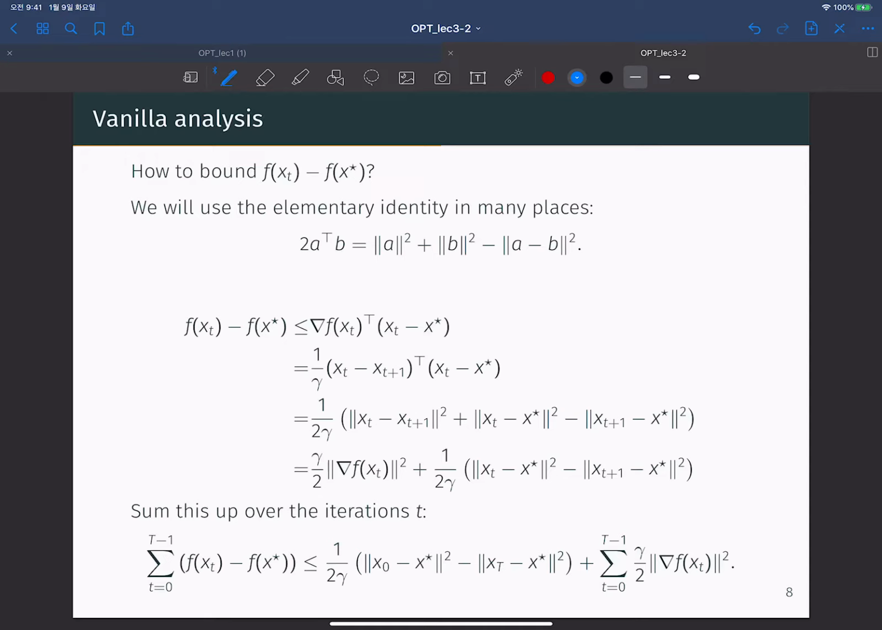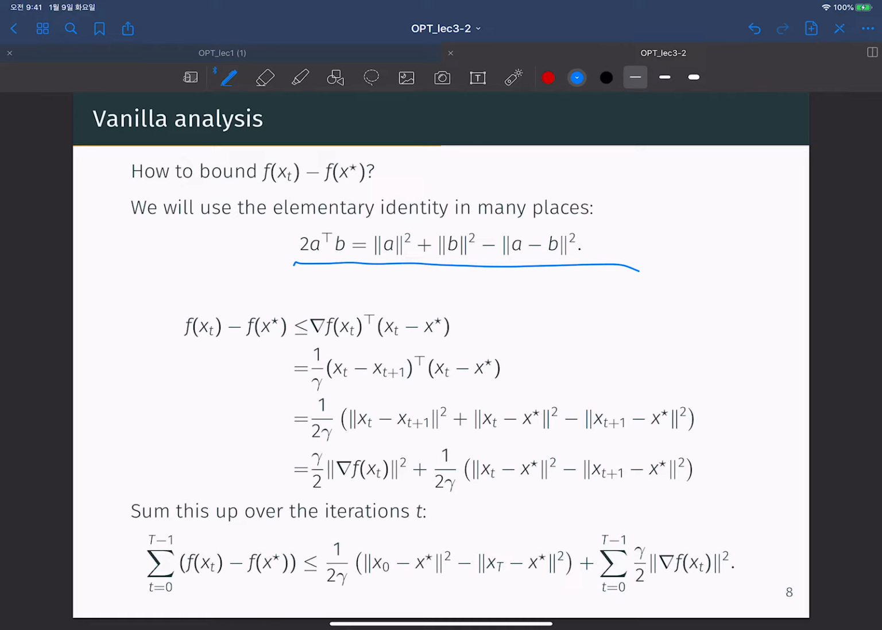Let's start with a general analysis of gradient descent. How do we bound f(x_t) minus f(x*)? This is the main question of the remaining lecture. We will use an elementary identity in many places. This one is a very trivial equation, right?